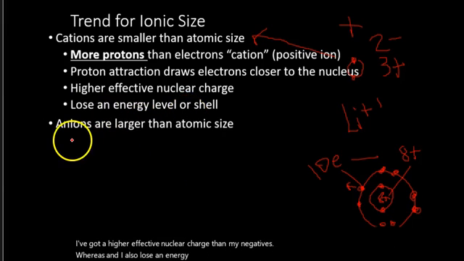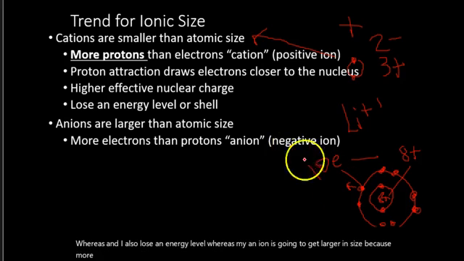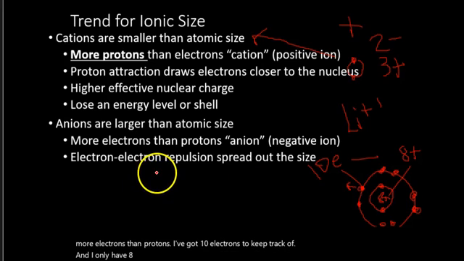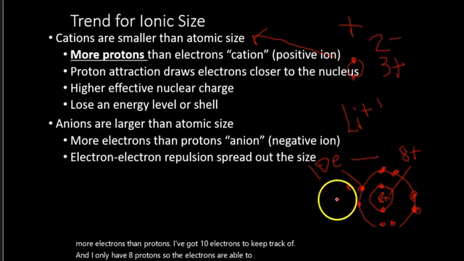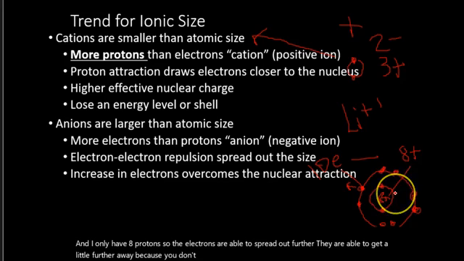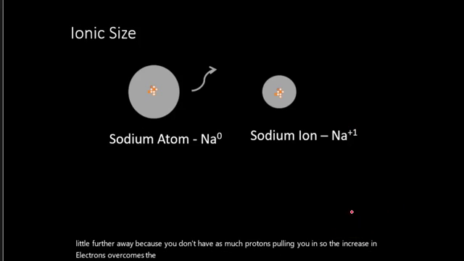Whereas my anion is going to get larger in size because there are more electrons than protons. I've got 10 electrons to keep track of, and I only have 8 protons. So the electrons are able to spread out further. They're able to get a little further away because you don't have as many protons pulling you in. So the increase in electrons overcomes the nuclear attraction in the element.